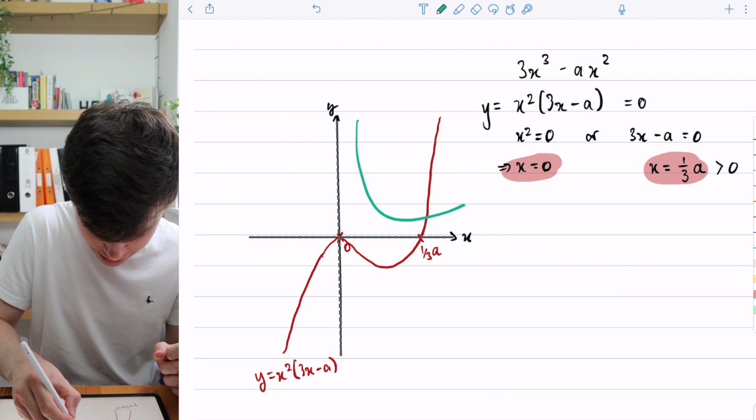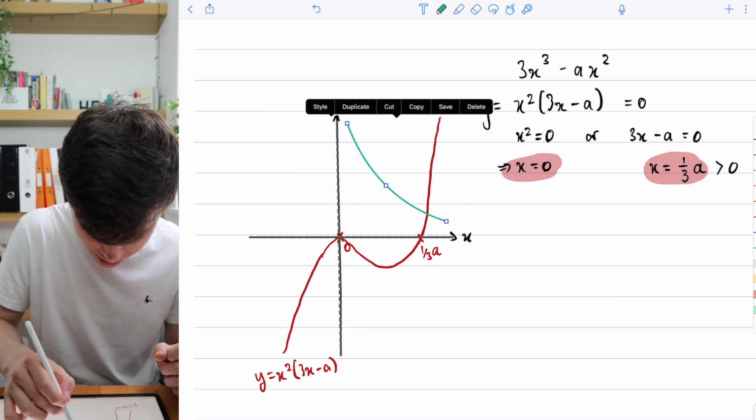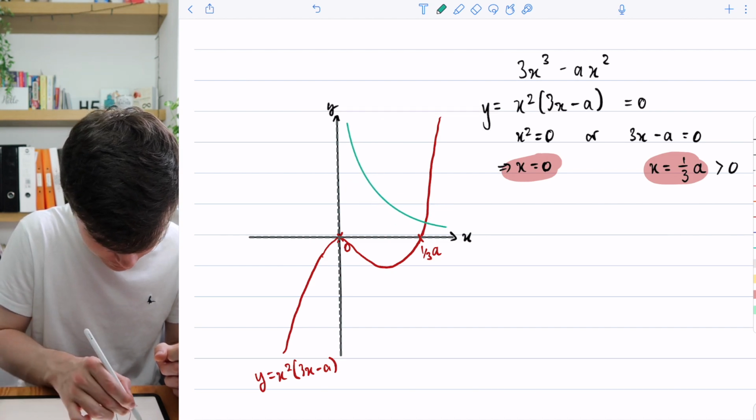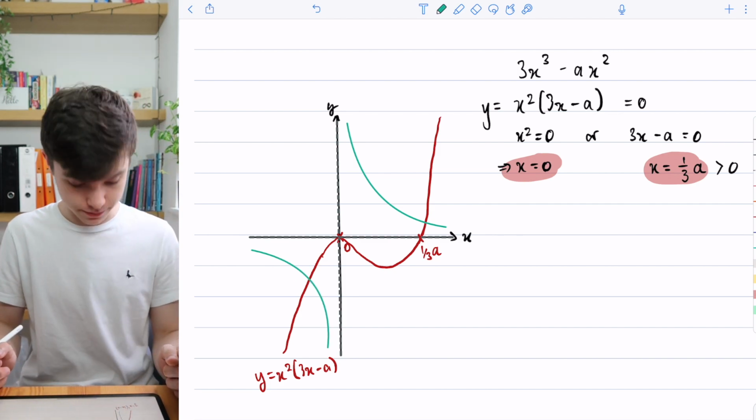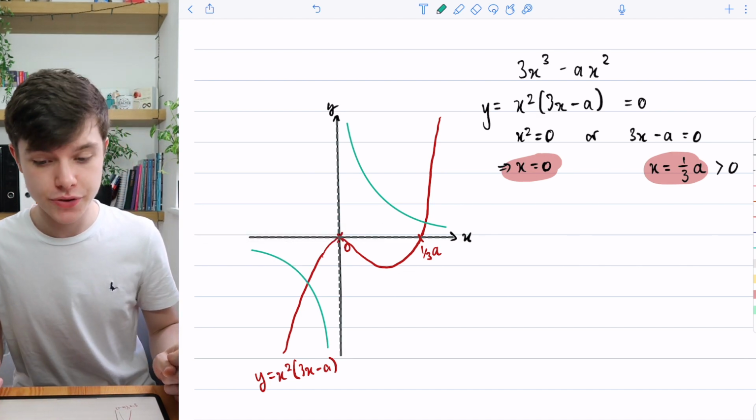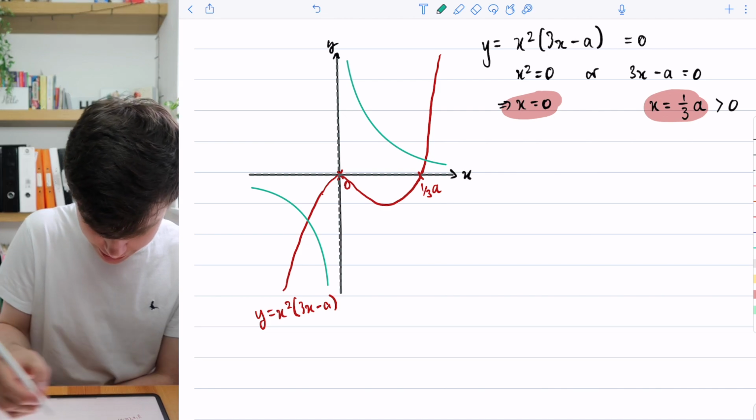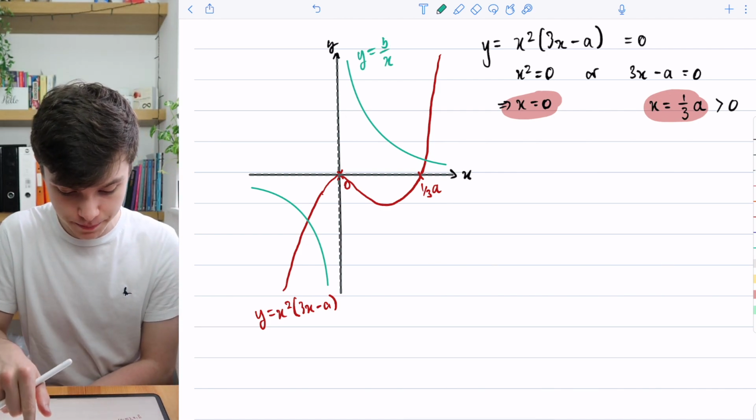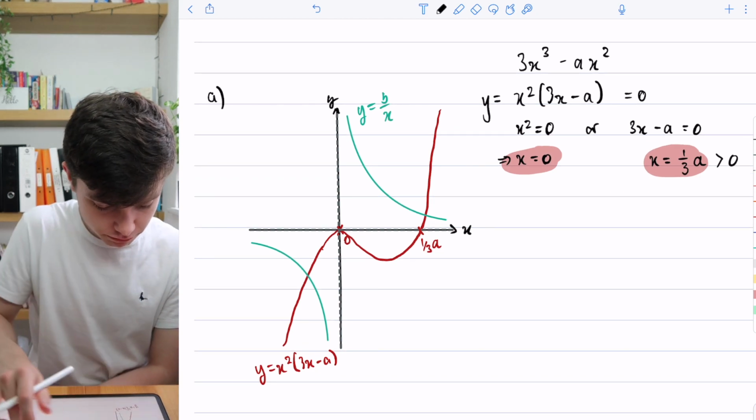Not a straight line. Try and make it as smooth as the iPad lets me. Looks like that. And then it'll look like that as well. Maybe a little bit like that. So we can see that is the graph of, write it in green, y is equal to b over x. So that's part A, those are our sketches.